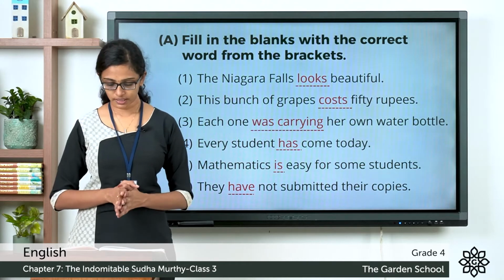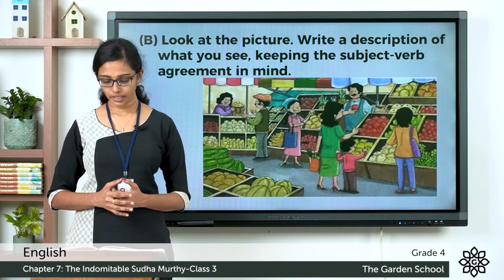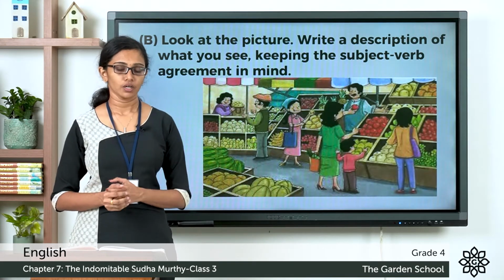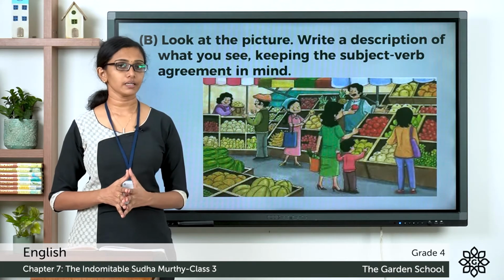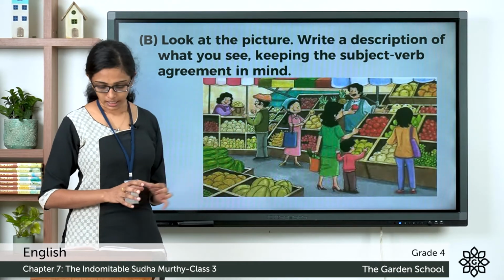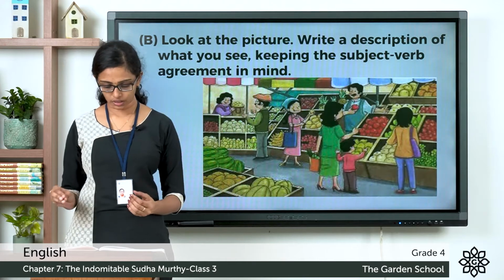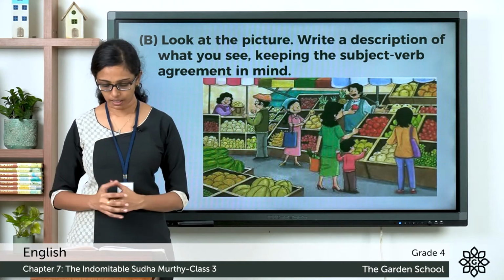Now the next section, section B, look at the picture, write a description of what you see, keeping the subject-verb agreement in mind. So we have already gone through examples of subject-verb agreement. Now you have to observe this picture given there carefully, and what you see there you have to describe, you have to write about what you see in the picture and keep in mind about subject-verb agreement rules.